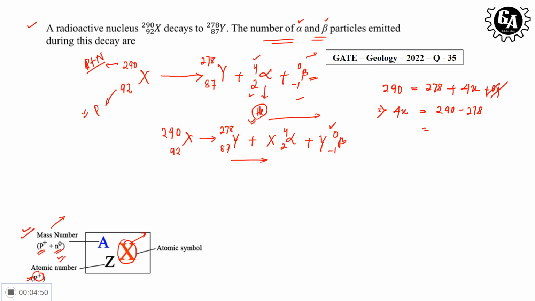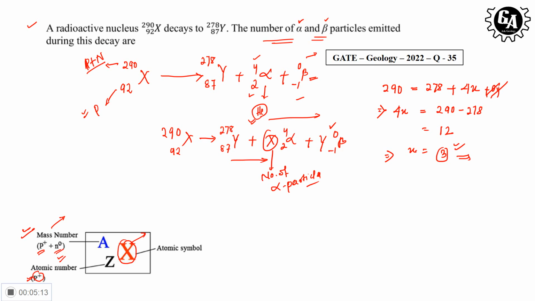290 minus 278 is equal to 12. That implies x is equal to 3. Then this is x, your number of alpha particles. So the number of alpha particles is 3.